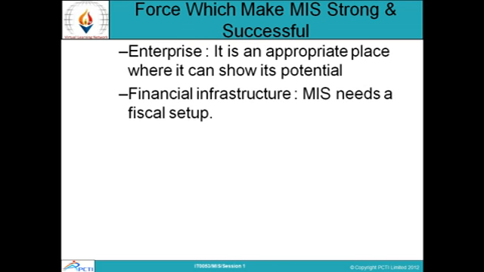Another important factor which is responsible for making the MIS strong and successful is the enterprise itself. Yes, it is an appropriate place where it can show its potential. And another important component is financial infrastructure. MIS needs a fiscal setup which is being provided by the enterprise.